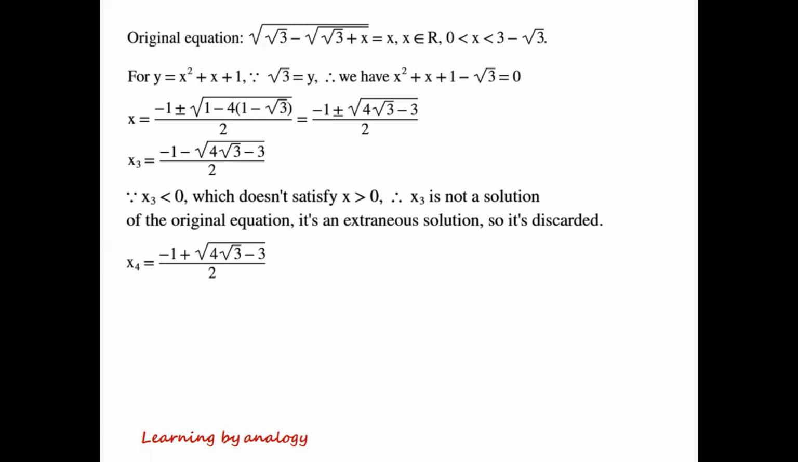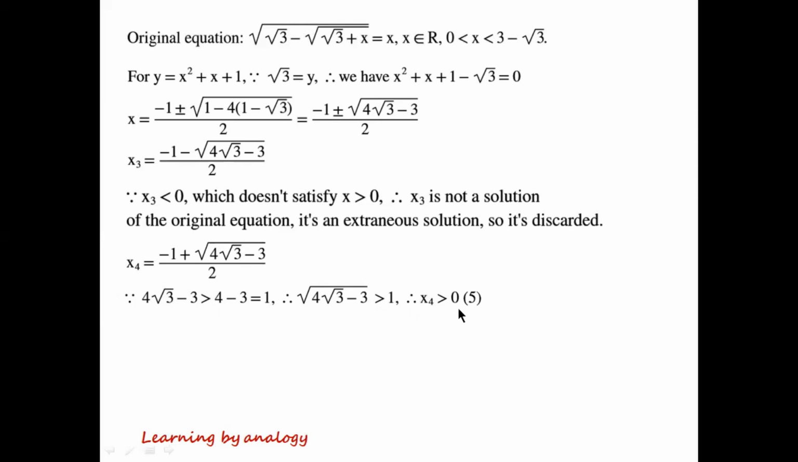Another solution is minus 1 plus root of 4 root 3 minus 3 over 2, because 4 root 3 minus 3 is greater than 4 minus 3 equals 1. So root of 4 root 3 minus 3 is greater than 1.